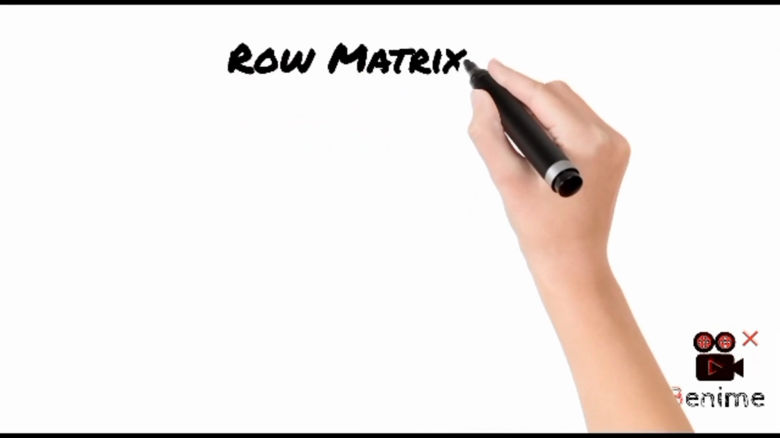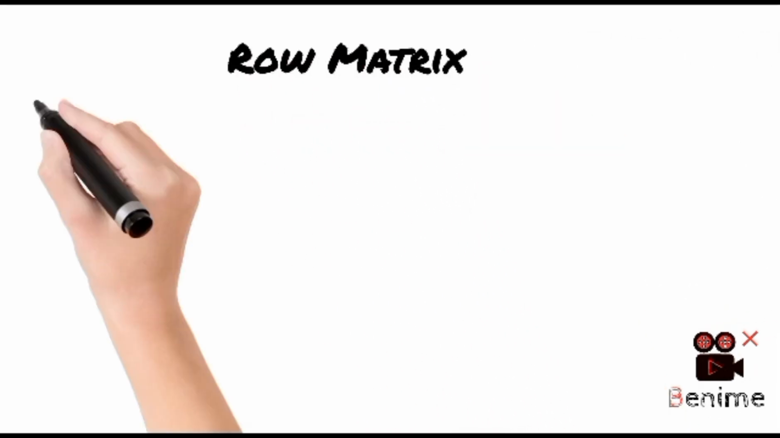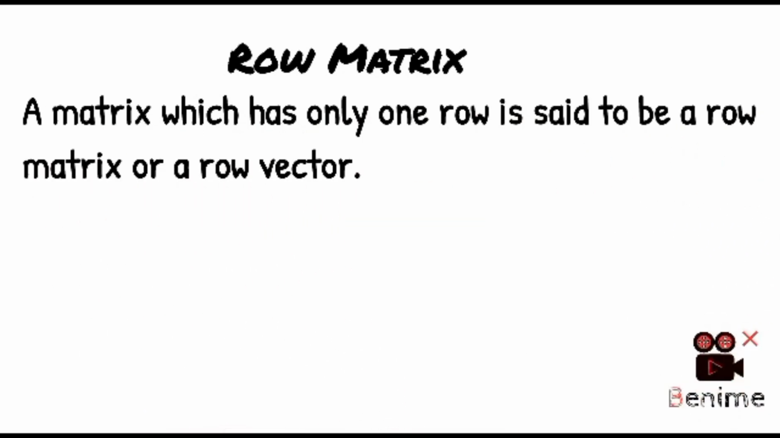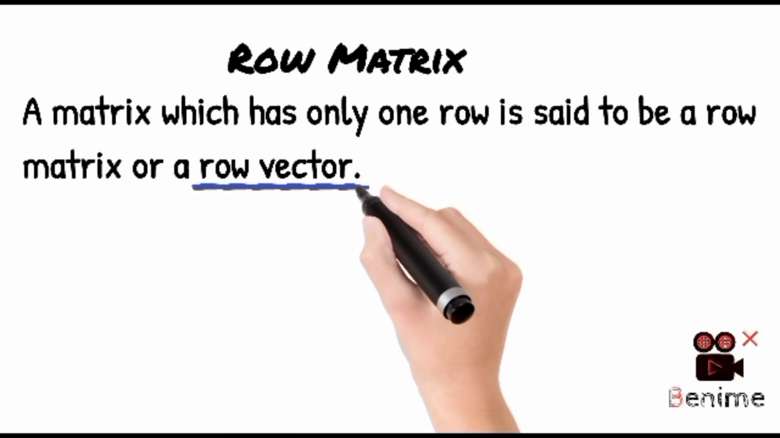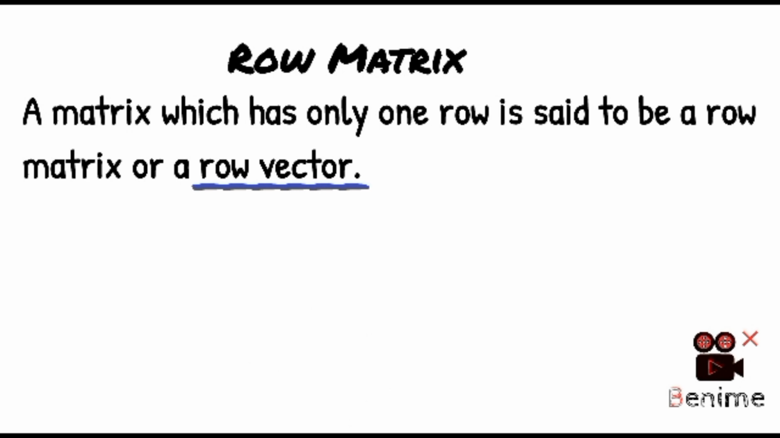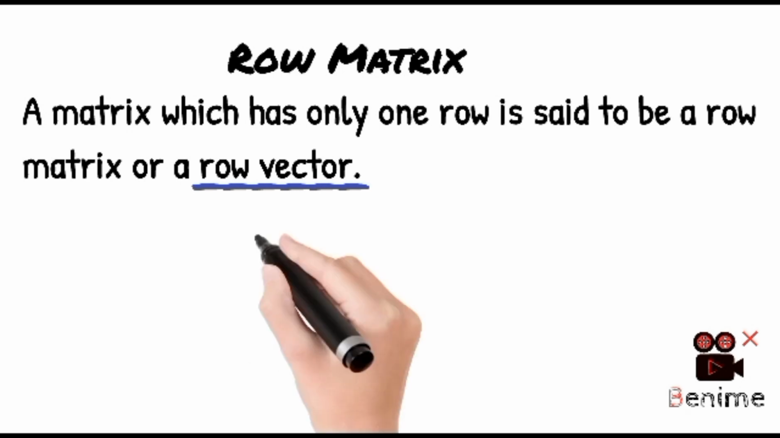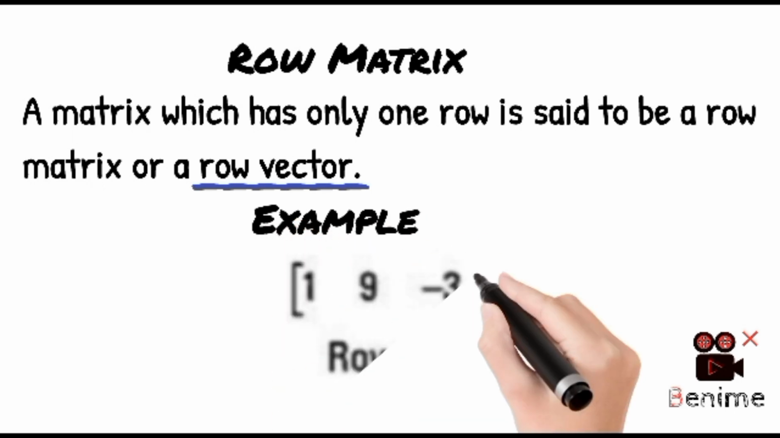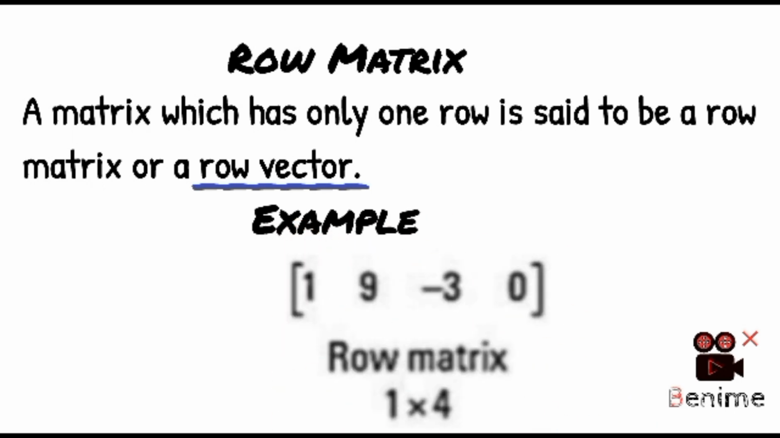Row matrix. Row matrix is a type of matrix in which we have only one row. So this matrix is also called row vector or row matrix. So let's see an example of a row matrix. Here in this example, you can see that there is only one row and four columns. So the order of this matrix is 1 by 4.